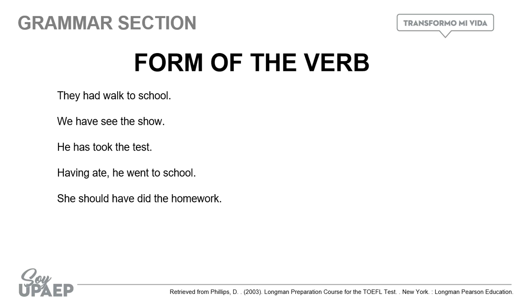So number one, they had walked to school. Well, that is incorrect. It should be they had walked to school. Why? The sentence is in past perfect, so a past participle is needed. So it is not walk, it is walked. In the second sentence, we have see the show. It is incorrect because it should be we have seen the show. Why? Because it is a present perfect sentence. So it is not see, it is seen, the form that is needed.